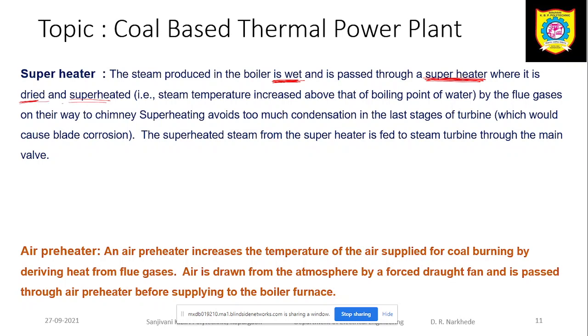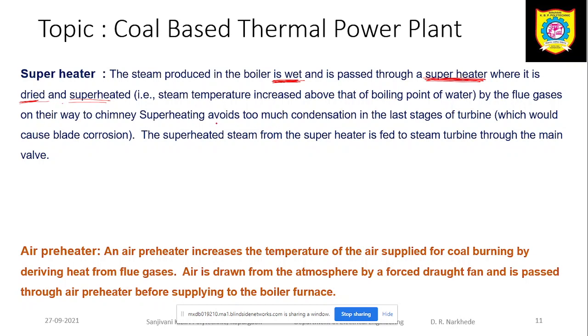Dried means what? We have removed the moisture. All of you have surely heard of dry fruits. Okay, so what is a dry fruit? When you remove the moisture from a fruit, the fruit becomes a dry fruit. In a similar way, when I remove the moisture from the steam, it is a superheated steam or a dry steam. The steam temperature increases above the boiling point of water by the flue gases on their way to the chimney.